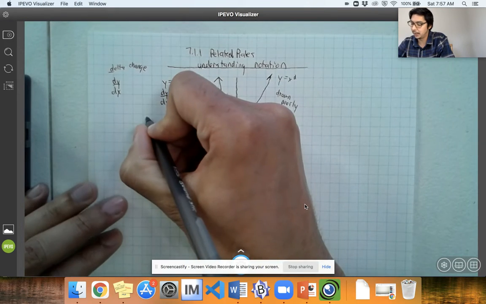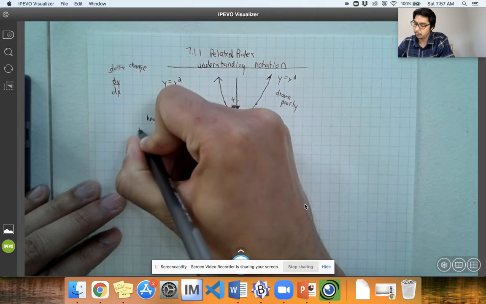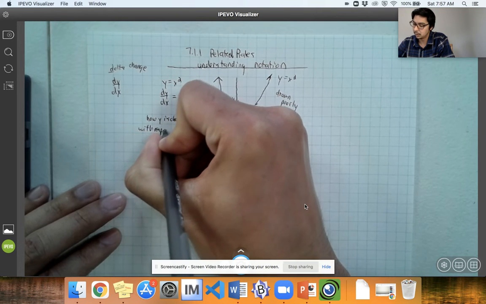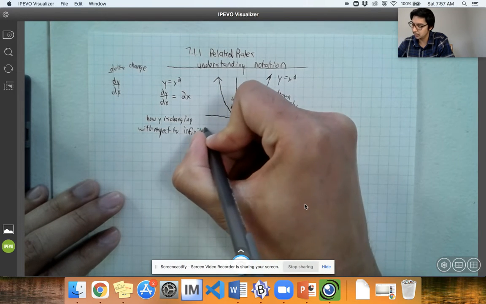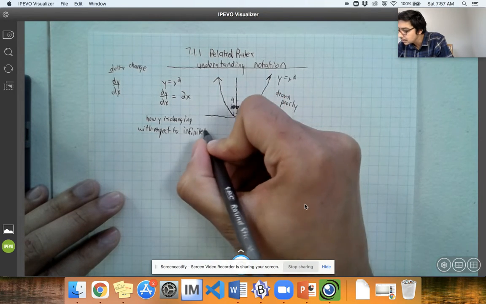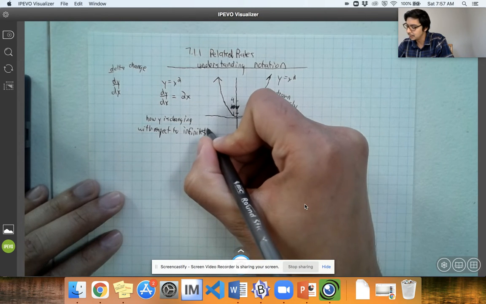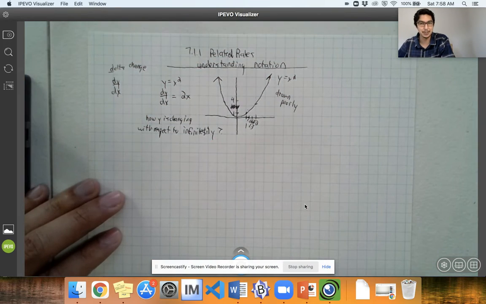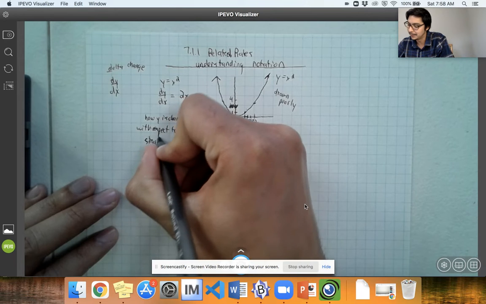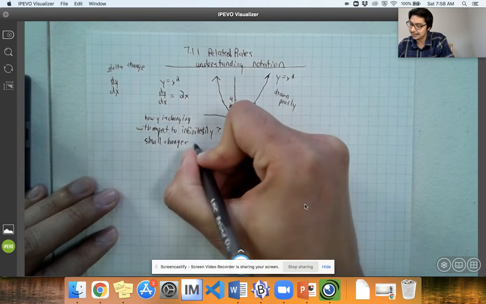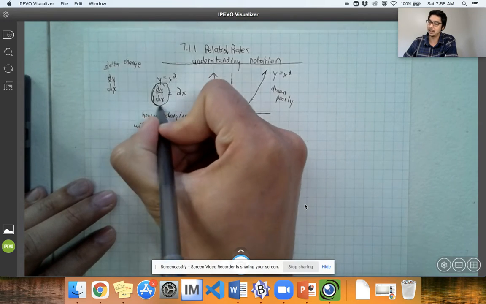So this was always talking about how y was changing with respect to infinitesimally small changes in x. I don't know how to spell that. And that's what we've been doing with derivatives. I just want to make sure you understand that notation, dy dx.